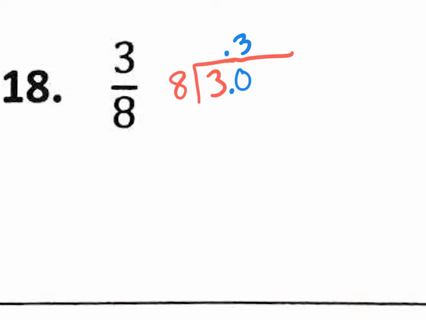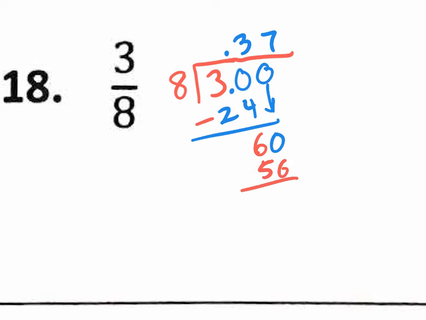So let's say 8 times what will get us close to 30 without going over? 8 times 3 is 24, and that's good. It won't go over. Let's actually subtract. 30 take away 24 is what? 6. And then we add a 0 and then drop a 0. And now we have 60. 8 times what gets us close to 60 without going over? 8 times 7 is 56. So let's put a 56 right here and let's subtract. 60 take away 56. 4.